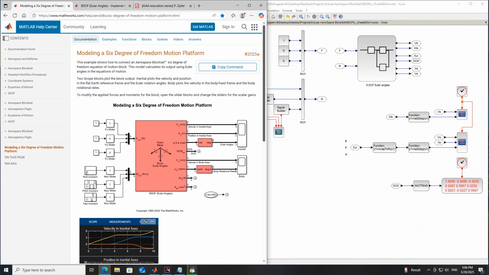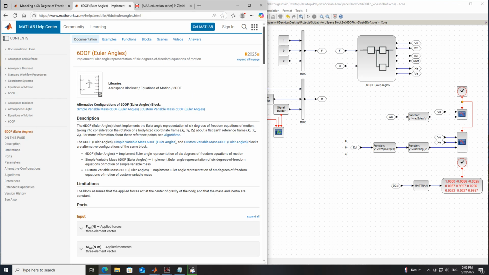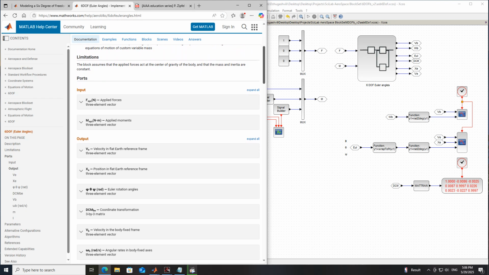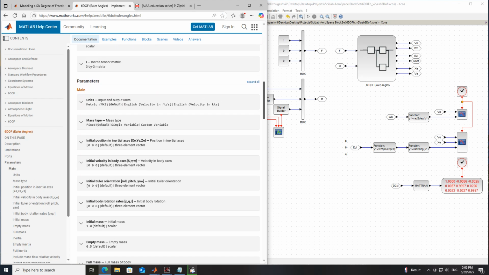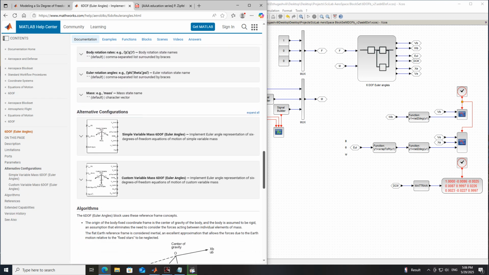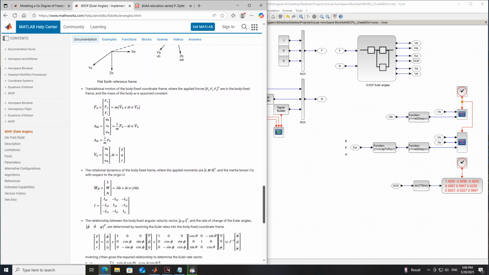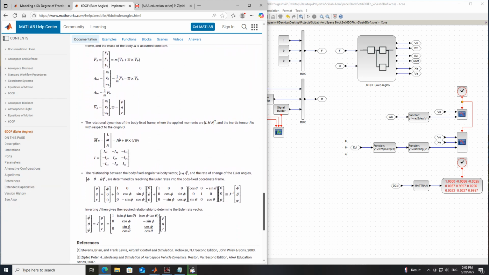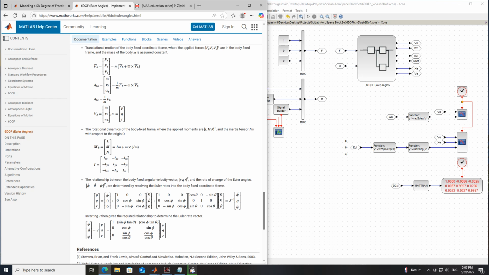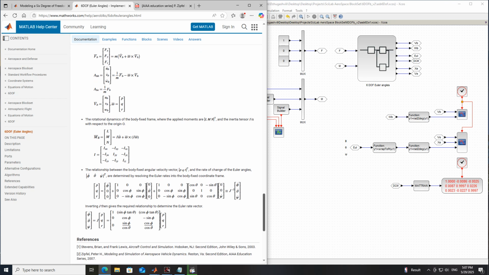The block is thoroughly described in the following MATLAB help page, including a description of input-output ports and a summary of ordinary differential equations used to do calculations. The system ODEs implemented in the block describe linear and angular momentum conservation in the body reference frame and the relationship between the body-fixed angular velocity vector and the rate of change of the Euler angles as well.